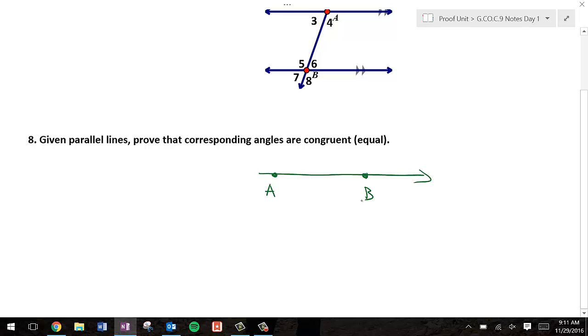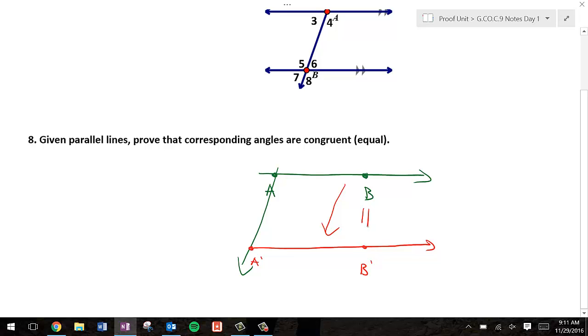Okay, so there's my ray, and I'm going to have it translated. I'm going to slide it down along this ray here. I'll change colors so we can see it. And my new ray will be A prime, B prime. Okay? So when we translate something down, or we slide it anywhere, we know that they stay parallel.